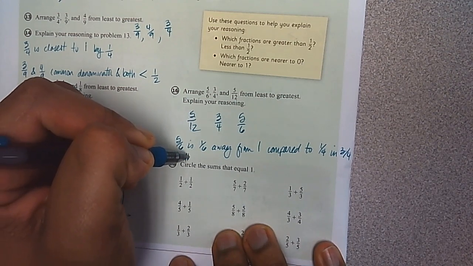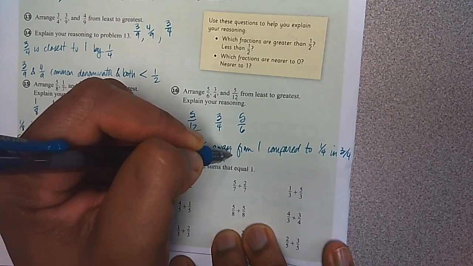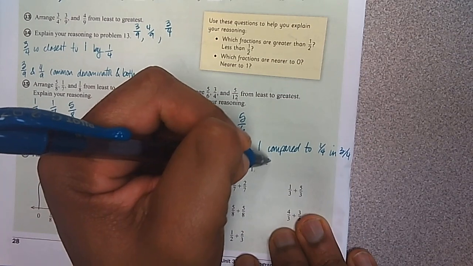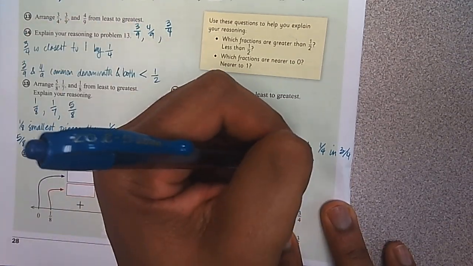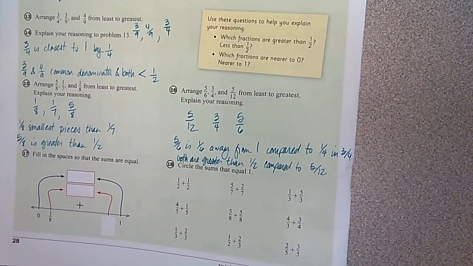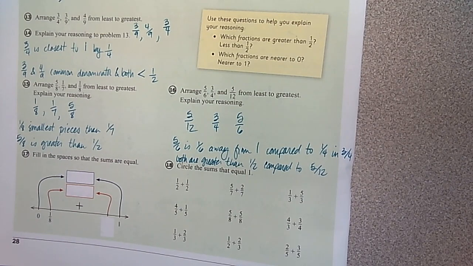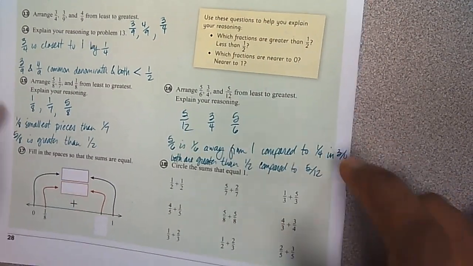Both are greater than a half compared to 5. So when you explain this, you're explaining each fraction. Please don't say, oh, this is larger, and leave it at that. You have to explain each fraction. That's how people don't receive full credit on the test. And yes, you have questions just like this on the test.